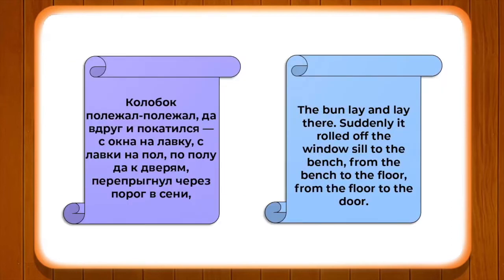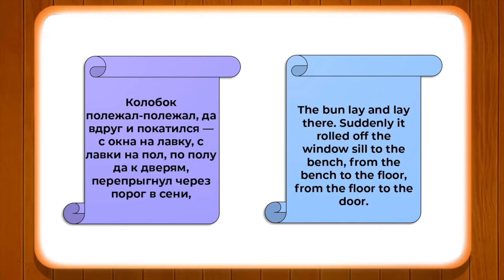Kalabok palijal davdrug ipaka chilsa. So kalabok now has become a character. That means kalabok is bun. So it was laying down and laying down. Palijach means to lay down. Palijal. Davdrug. Vdrug means suddenly. Ipaka chilsa. And suddenly it started rolling.